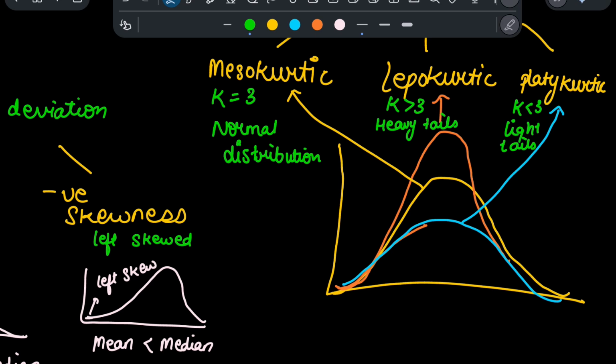Talking about the machine learning context, high kurtosis signals outliers that can distort the training, and robust models or preprocessing like IQR filtering and winsorization may be needed. One more thing to be noted here is that high kurtosis implies more extreme values in the distribution, while low kurtosis indicates a flatter distribution.